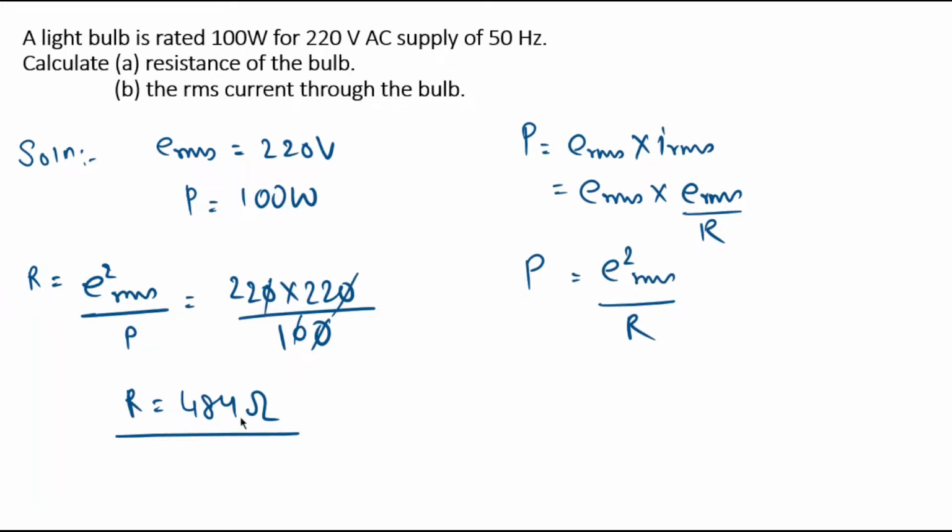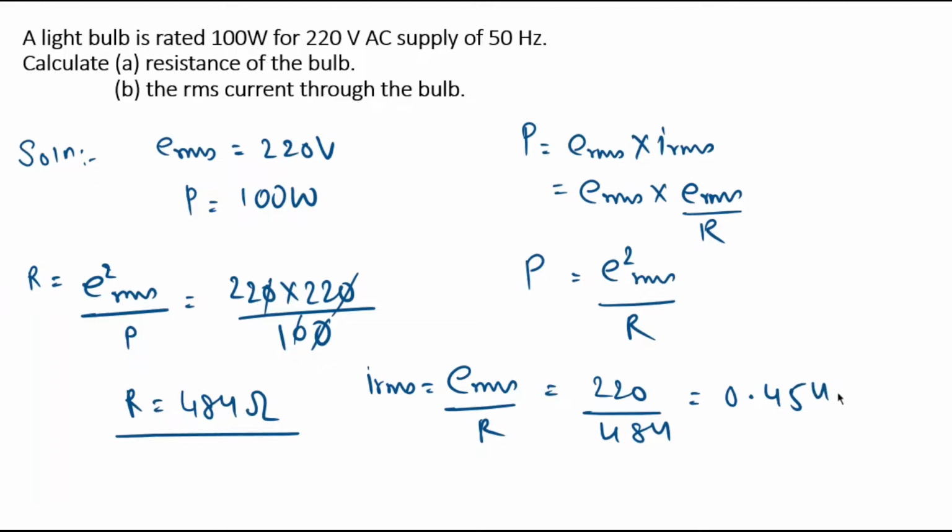Next thing, they want us to find the RMS current through the bulb. Now we know that I RMS is E RMS upon R. So I RMS comes out to be 220 divided by 484, which is equal to 0.4545 ampere. So I RMS is equal to 0.4545 ampere. Let's look at the next sum.